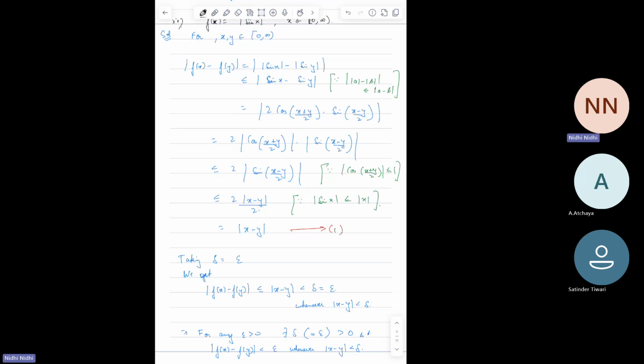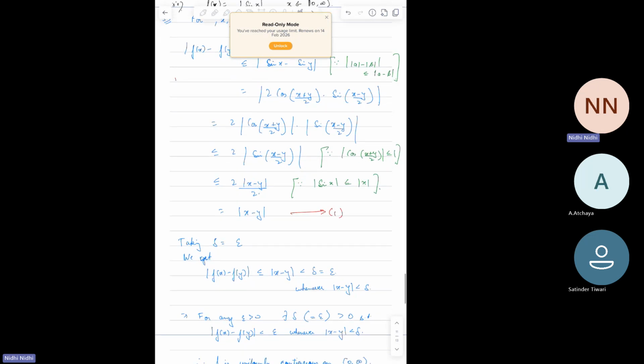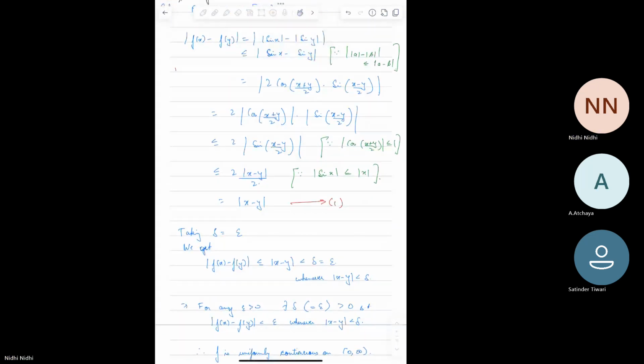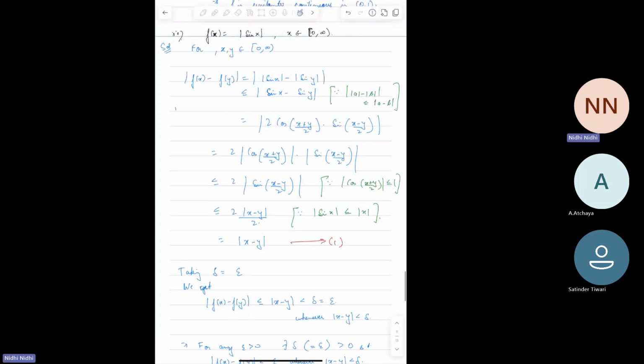Actually, using graph, uniform continuity will be a tricky task. Uniform continuity is whenever two points in the domain are near to each other, the corresponding values should be near. So basically, if you look at the function, say suppose fx equals 1 by x, in this case, what happens?